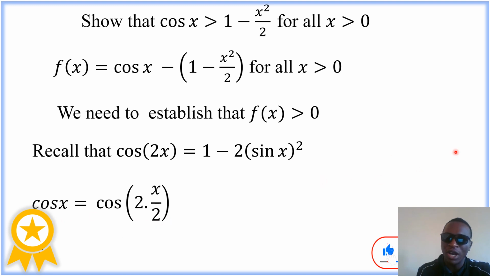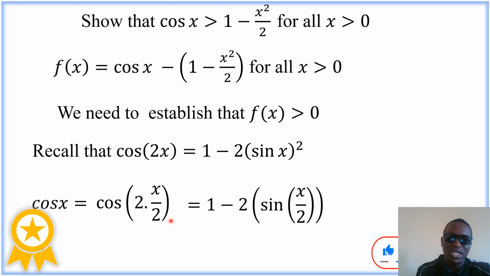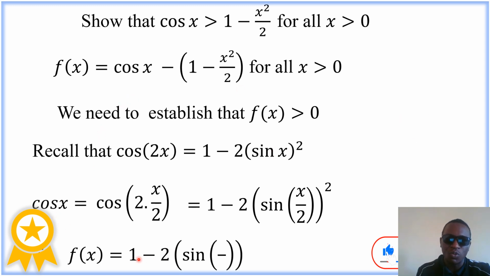From here, this will be equal to 1 minus 2 sine of x over 2, all that squared. We'll now replace this expression for cos x in our function. So f of x will now be 1 minus 2 sine of x over 2, all squared, minus, because we're distributing the negative sign, minus 1. Then negative times negative is positive, so plus x squared on 2. So you now see why we were using this identity.